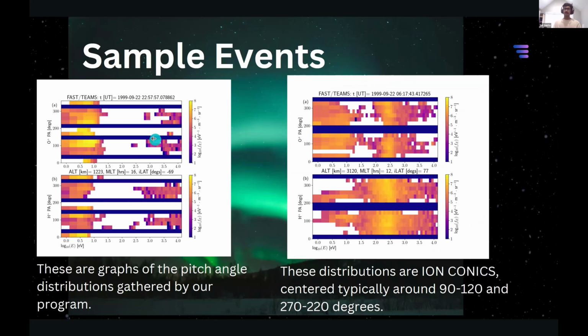And so these are our graphs. This is what our data actually looks like. These are our sample events. On the vertical axis over here, you have PA, which is pitch angle. The warmer colors on the spectrogram mean more ions are at that angle. These distributions specifically are called ion conics. They're typically centered around 90 to 120 or 270 to 220 degrees, because those are the angles where the ion has a vertical component of velocity and can actually escape.